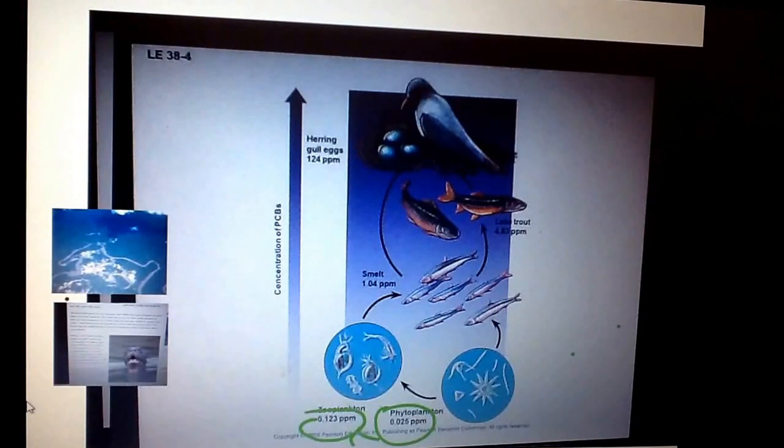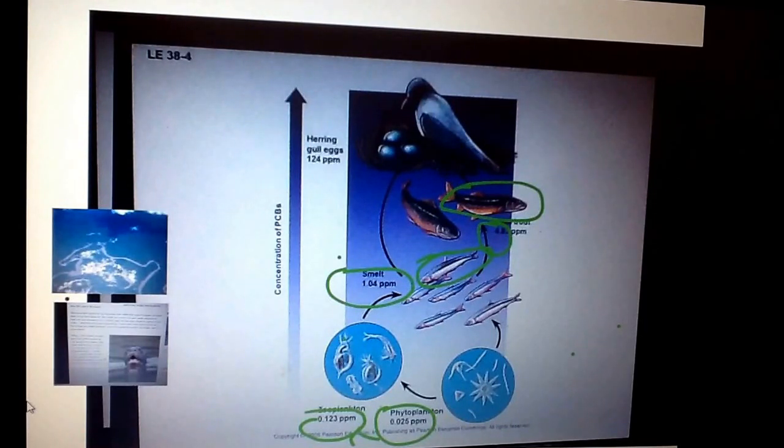But as you know, zooplankton gets consumed by our fish, which are called smelt, and so now it's at 1 part per million. Well, a fish eats a whole bunch of smelt, so now we have our trout that you can go fishing for, and now it's at 4 parts per million inside of our trout.